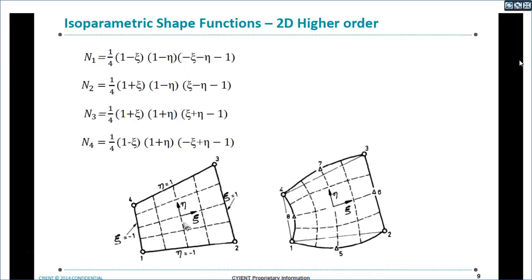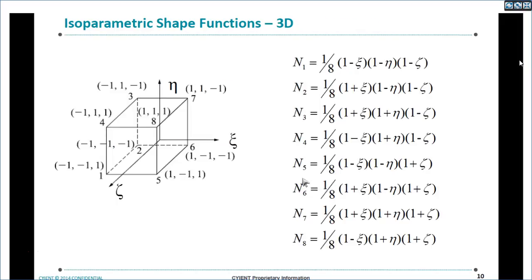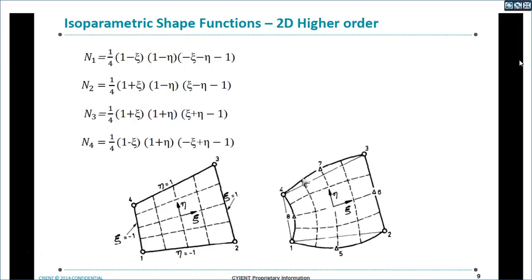Similarly, when you use a higher order 2D element, that means with mid-side nodes, 1, 2, 3, 4 are corner nodes and 5, 6, 7, 8 are mid-side nodes. So when you put these nodes, you will have 8 shape functions like this. I'll elaborate in the next session. So these are the corner node shape functions.